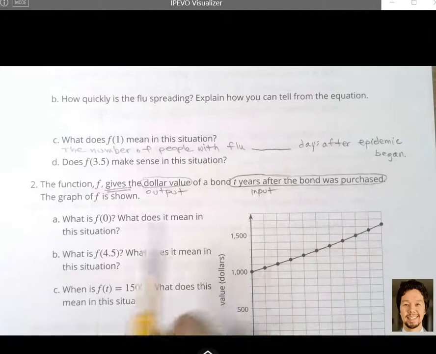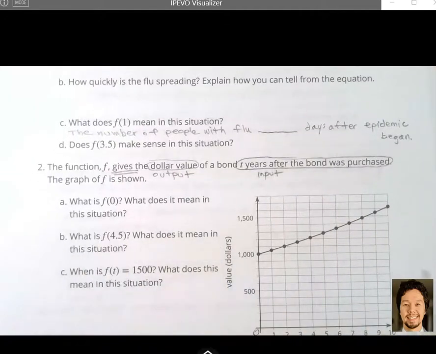So once again, you're going to answer these questions very carefully. If you need to, go review your previous lesson all about functions before we got to the exponential unit. So we have f of 0, f of 4.5, and then here f of t, you have to find out the input given the output.